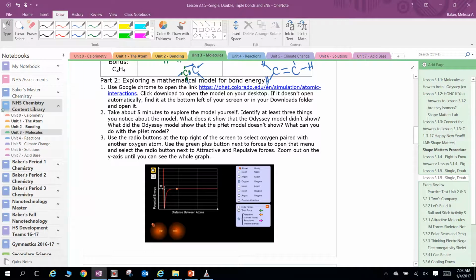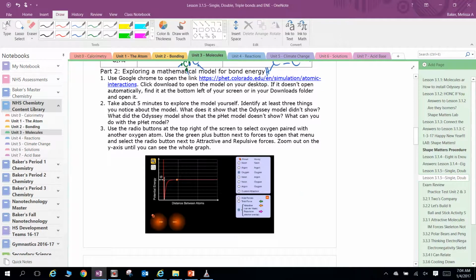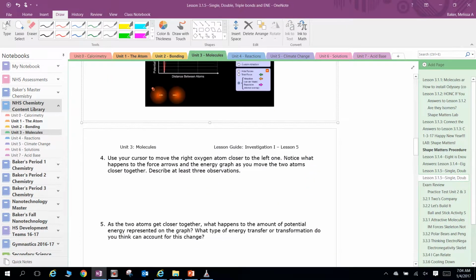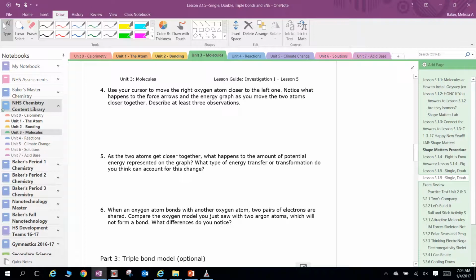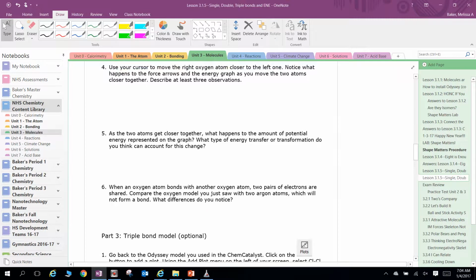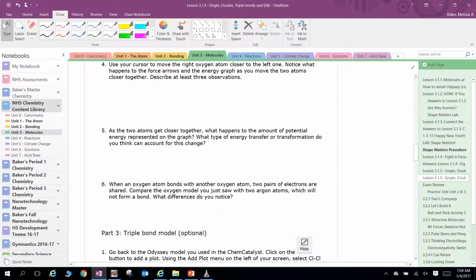Now it says we're going to explore a mathematical model for bond energy. And it says just go ahead, click on the application and play around with it. Let's look at some of the questions that we're going to have to answer here. It says move your oxygen atom closer to the other oxygen atom. Notice what happens to the force arrows and the energy graph when you move them closer together. And then it's going to ask us about their potential energy and a difference when we look at 2 argon atoms.